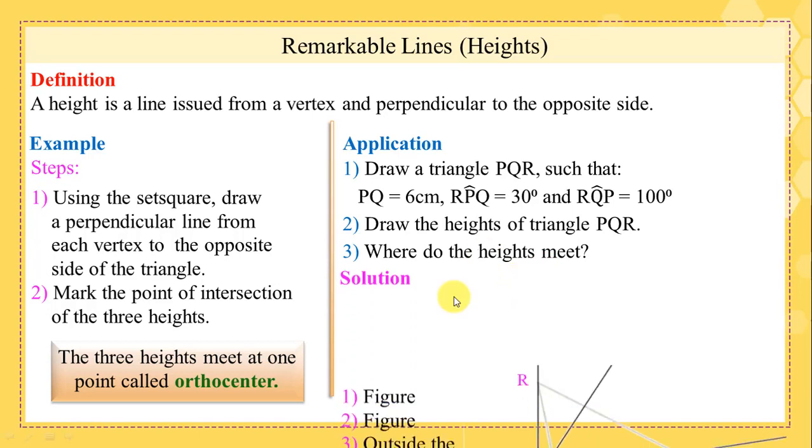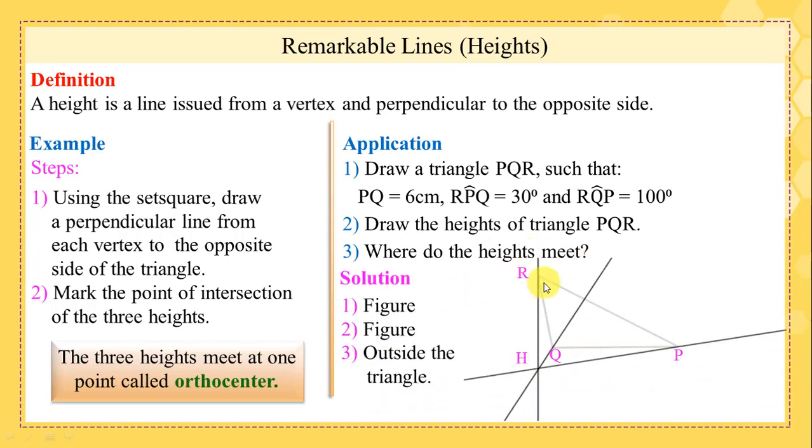Solution. 1 is the figure to the right. As we see here, angle RQP is 100 degrees. We have one angle in the triangle which is greater than 90 degrees, so this triangle is called an obtuse triangle. In the second part, we draw the heights. Where do the heights meet? They meet outside the triangle. So, in case of an obtuse triangle, the point of intersection of the heights is outside the triangle.